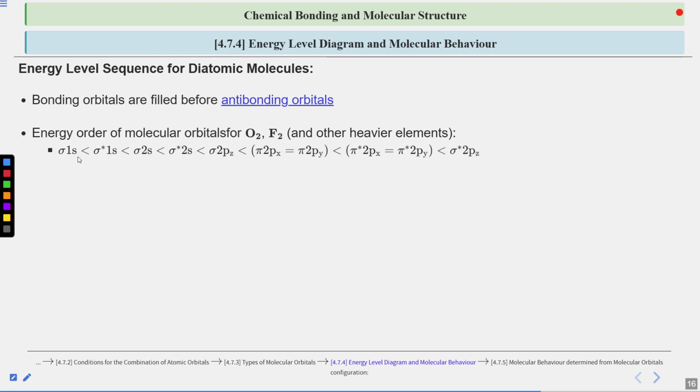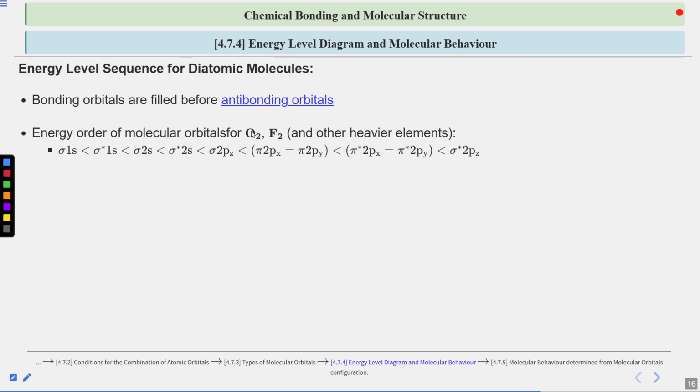First is the formation of sigma 1s, which is from the two 1s orbitals that gives us sigma 1s and sigma star 1s. Similarly, if you take the two 2s orbitals, then they will combine to form the sigma star 2s and sigma 2s. Okay. After that, we have the sigma 2pz, then pi 2px and pi 2py, and then we have this.